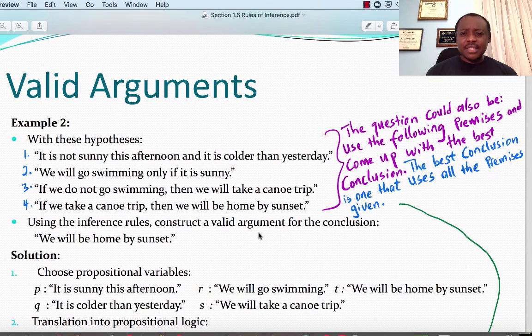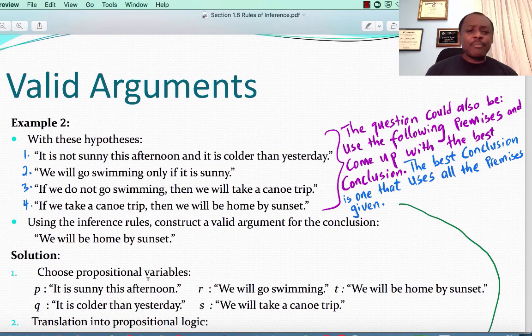Remember the very complex name? But let's just stick with transitivity. Let's see how that is used here. The first premise is this: it is not sunny this afternoon, and it is colder than yesterday. 2. We will go swimming only if it is sunny. 3. If we do not go swimming, then we will take a canoe trip. 4. If we take a canoe trip, then we will be home by sunset. Question: come up with a conclusion that uses all the premises given.